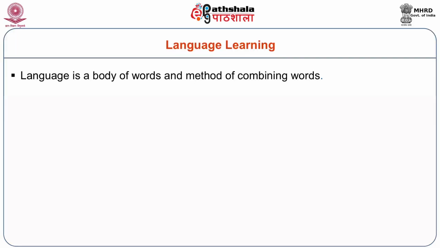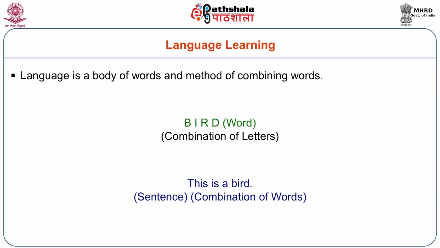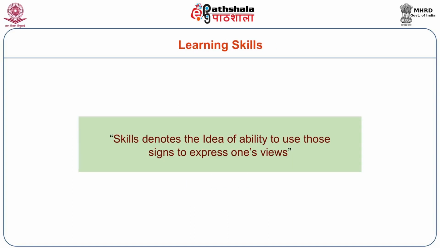So language is a body of words and methods of combining words. Bird is just a word, a combination of letters. But this is a bird. When we show it, it becomes a combination of word with a certain image, and that gives a perception. Language skills denote the ability to use those signs to express one's views. In sign, we just have the pictures as well.